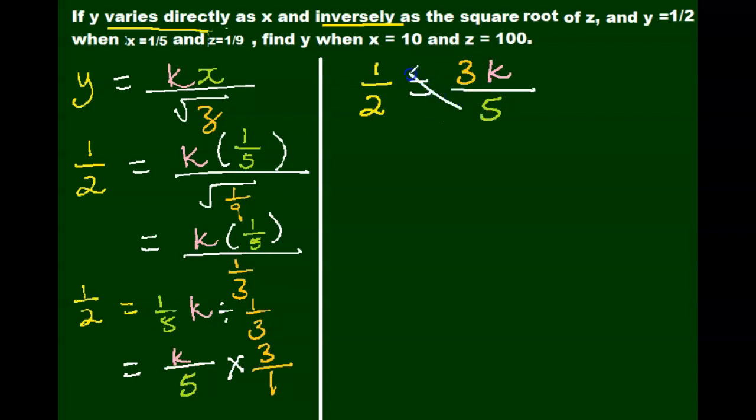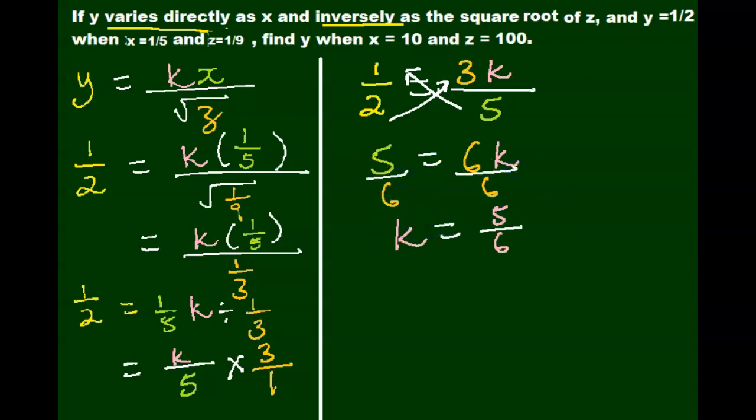And we can cross multiply as so. 5 times 1 gives me 5 equals 2 times 3k, which gives me 6k. We want to find k, so we're going to divide both sides by 6, and that gives me k equals 5/6. Then we can plug our k equals 5/6 into our original equation that we set up, so we can say that y equals 5/6 x over root z.